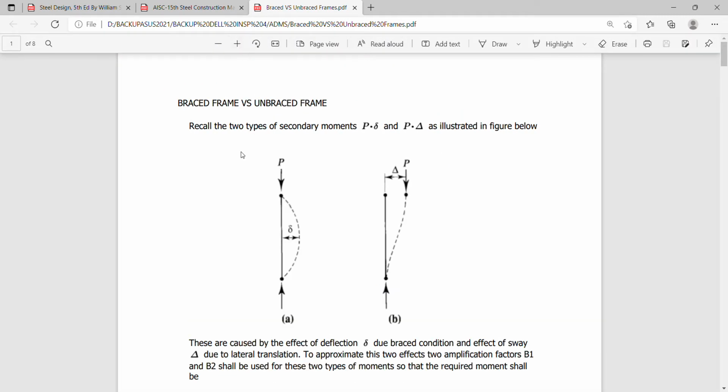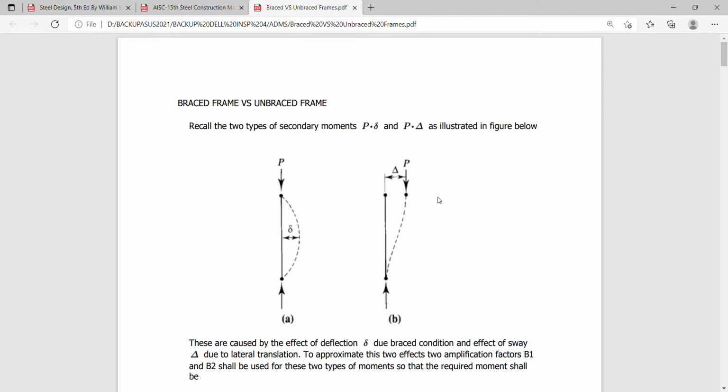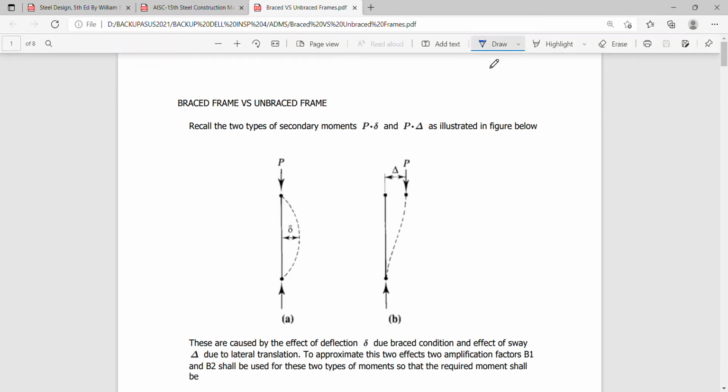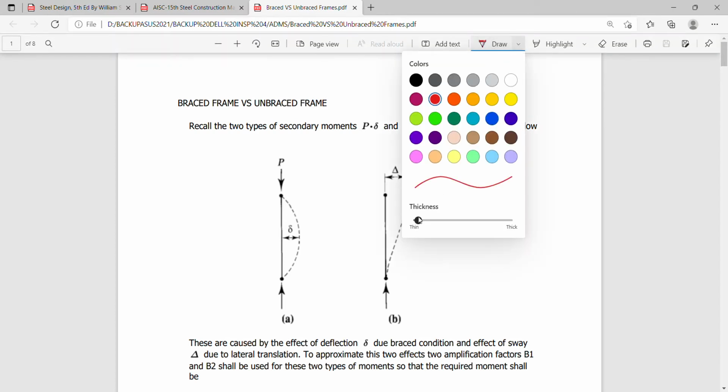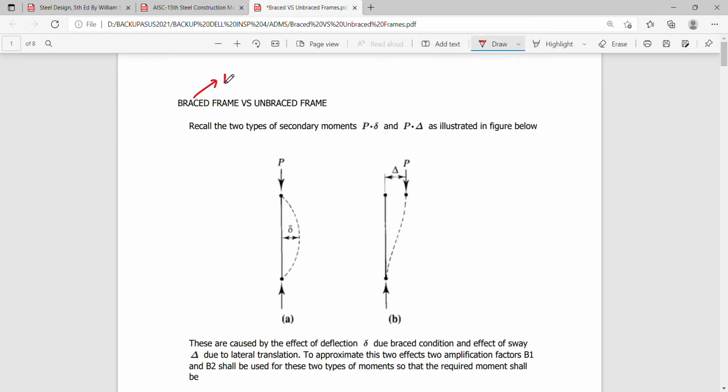So for the purpose of discussion, the word braced frame or non-sway frame will be used interchangeably. Okay, so when you say braced, it's non-sway, and when you say unbraced, this is sway frame.